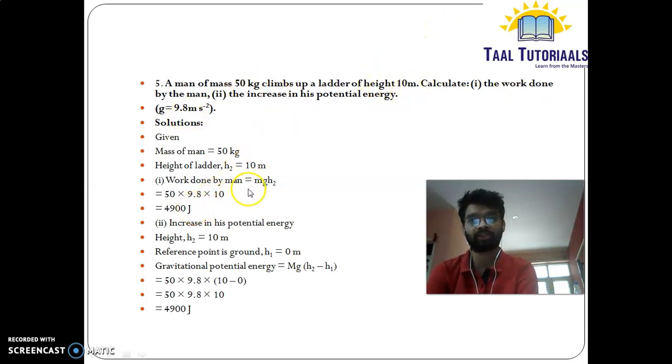So work done is equal to mgh, that is 50 into 9.8 into 10, that becomes 4,900 joule. Second is increase in his potential energy.